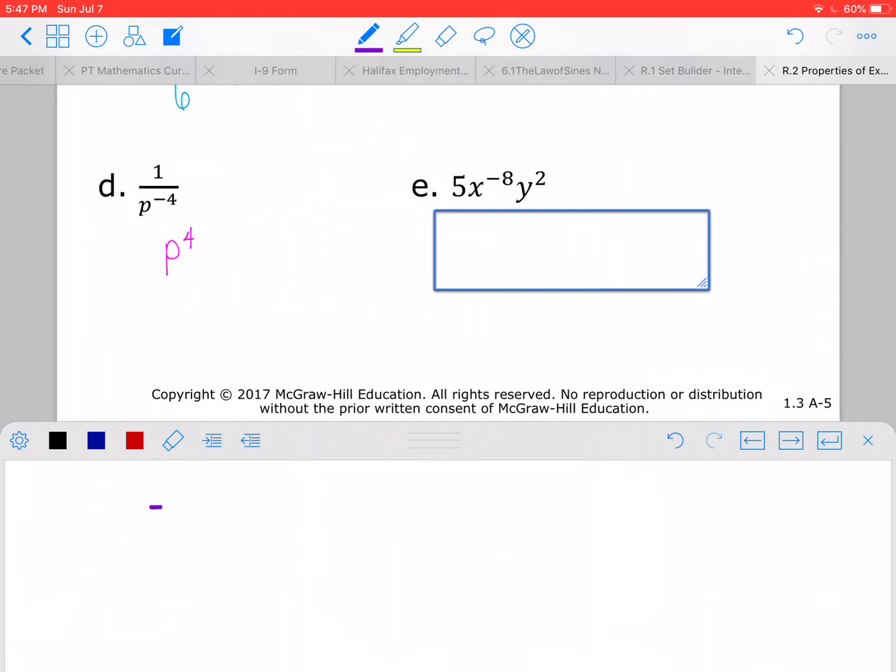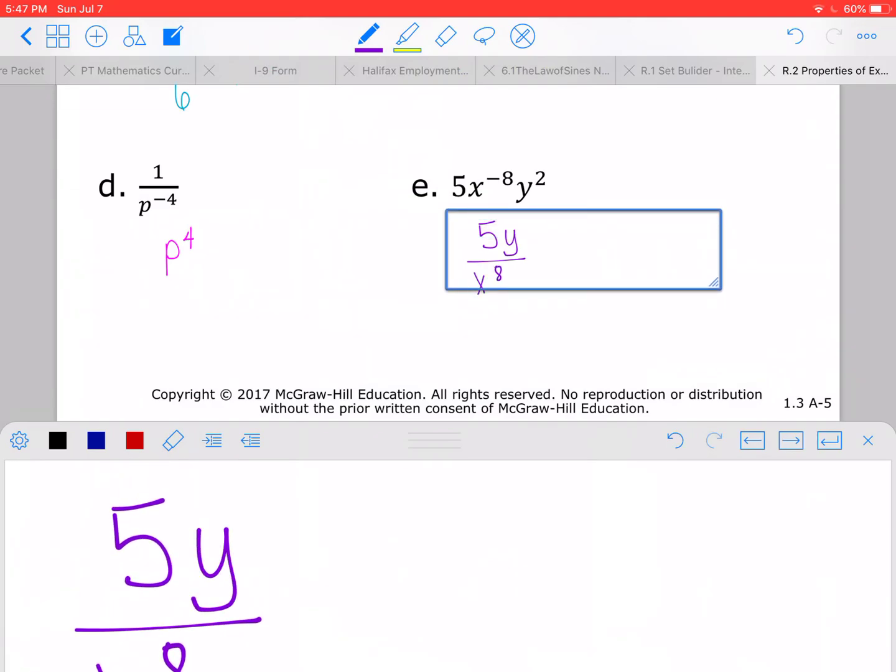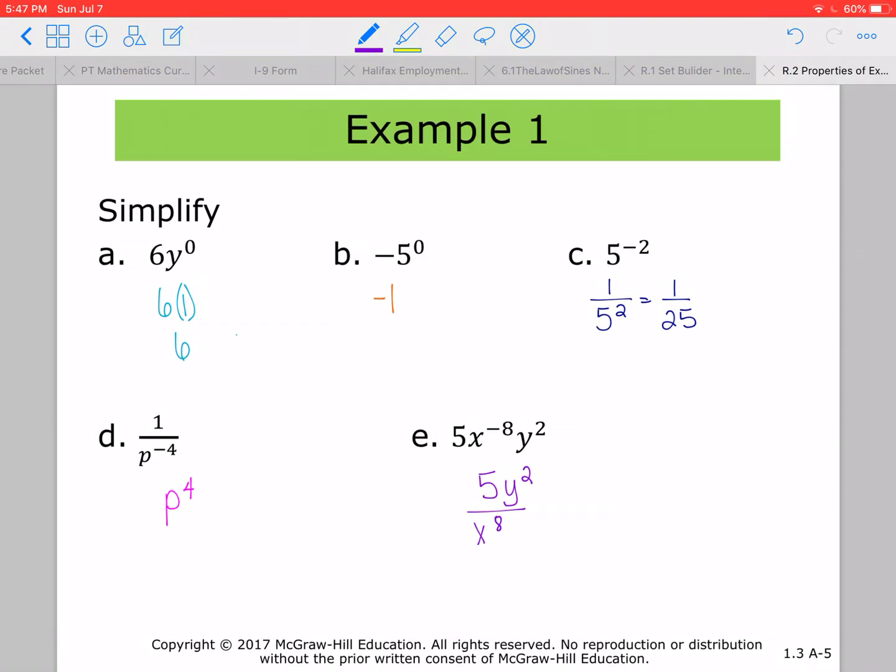Then for this last one, we have 5. The x to the 8th goes to the bottom, and y squared stays on top. There's nothing that can cancel out there, so we're simplified.